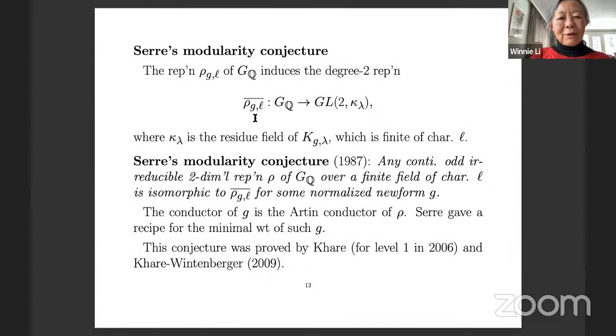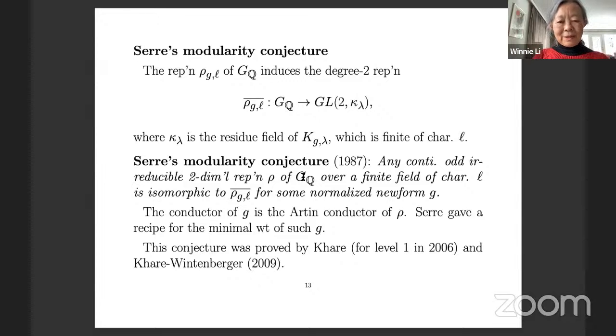So for the Galois representation associated to a newform, we can also get a degree 2 representation of the Galois group into the residue field of lambda, which is a finite extension of F_l. So this is one way to get nice degree 2 representations over a finite field.